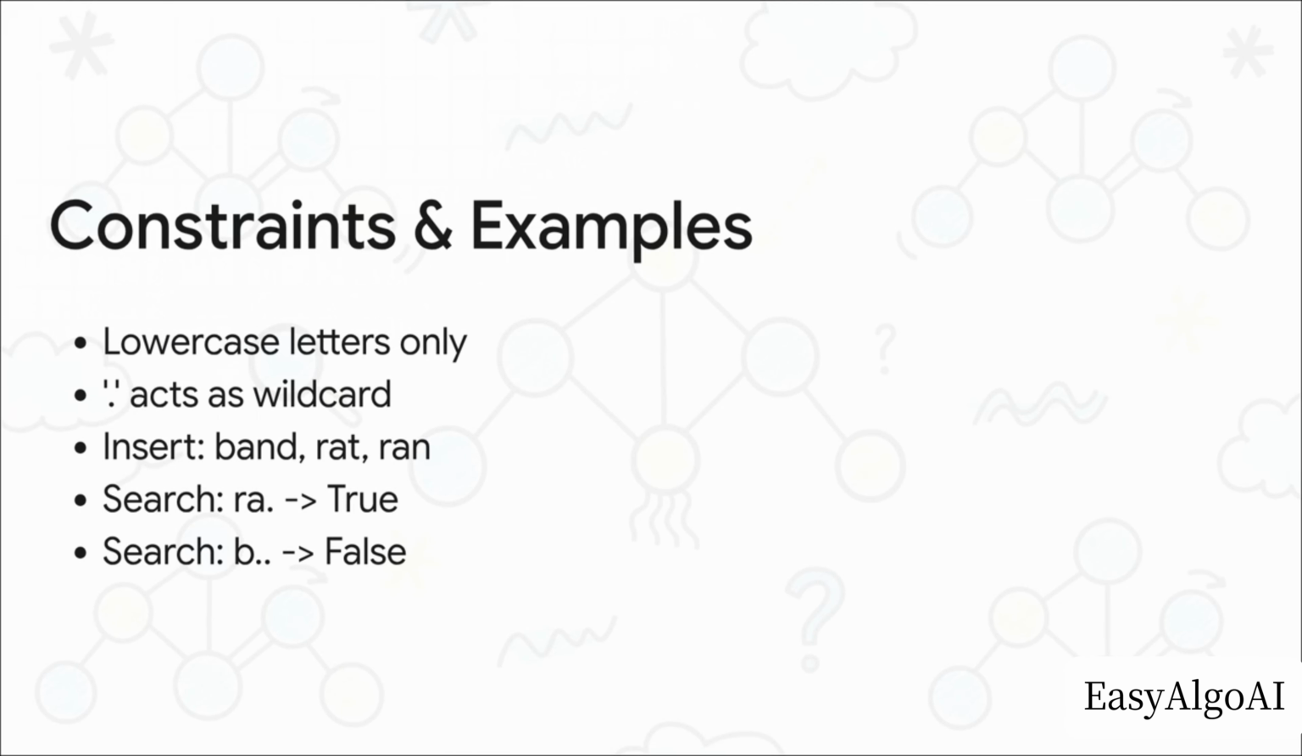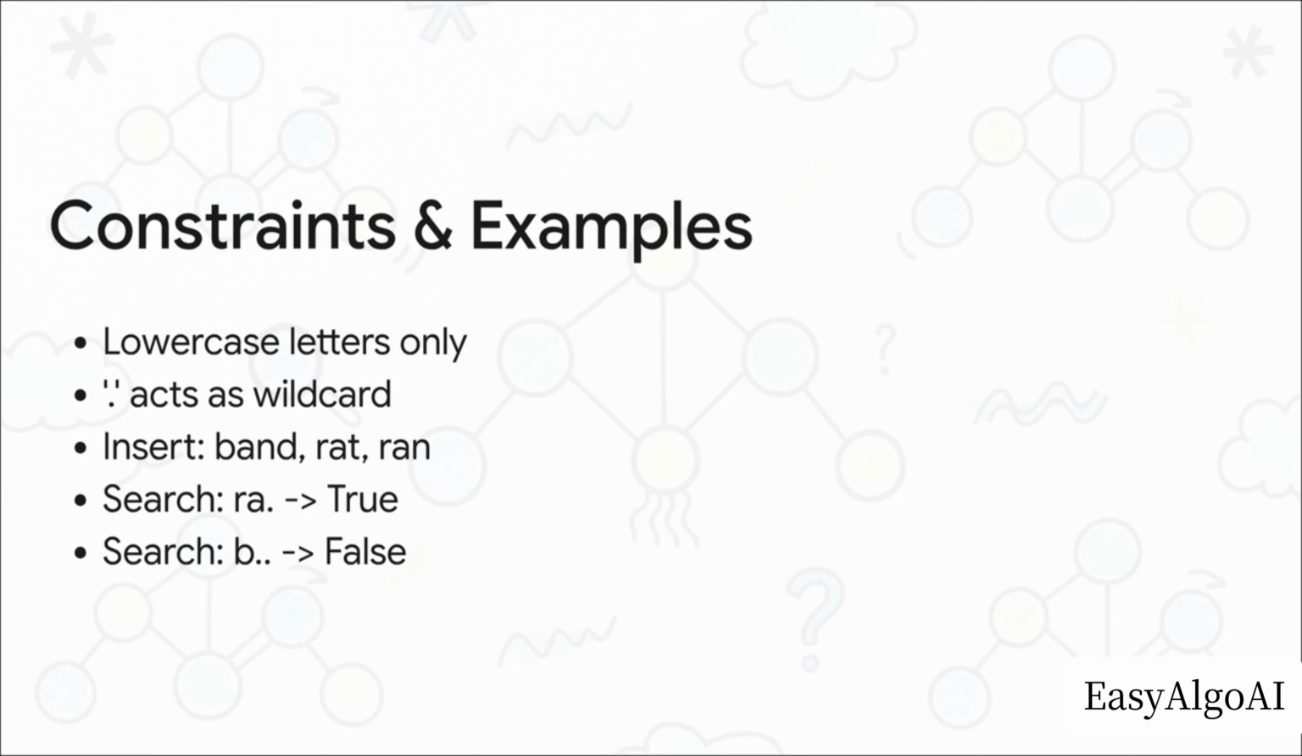Okay, let's establish exactly what we're trying to build here and what constraints we're operating under. First off, our data structure will only deal with lowercase English letters. Nothing too crazy there, right? But the second point is where the real magic happens. A search word can contain a dot character, and this dot acts as a wildcard, representing literally any single lowercase letter.